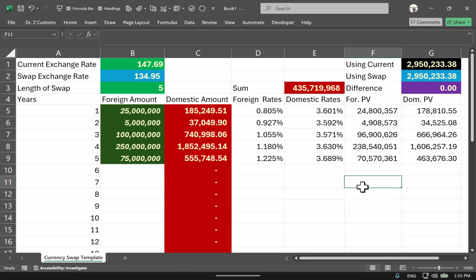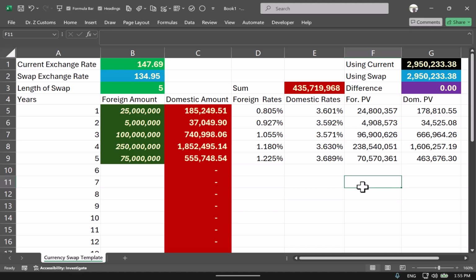I calculate the domestic amounts using the swap rate, okay, future domestic amounts, and my future foreign amounts are already given to me. So this agreement basically says 1 year from now, I'm going to give you 25 million yen. You're going to give me 185,249, right? In dollars.